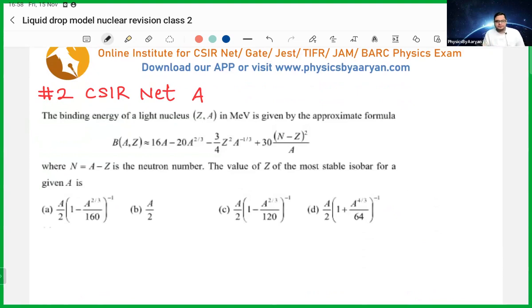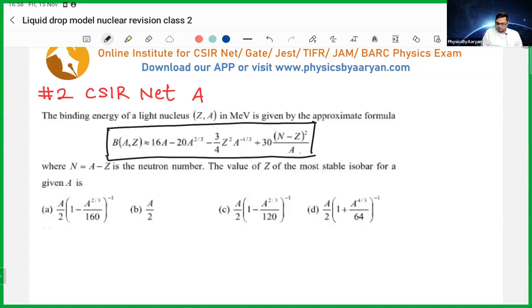Second question, again you will see a similar category. The binding energy of the light nuclei in mega electron volt is given approximately by. So this time they gave you the formula. Now you know the first term is the volume term. It means the value of AV is 16. Second is the surface term. It means AS is 20. Third term is Coulomb's term, right? Fourth term is the symmetry term. So it means A symmetry is 30. Okay, they gave you that.